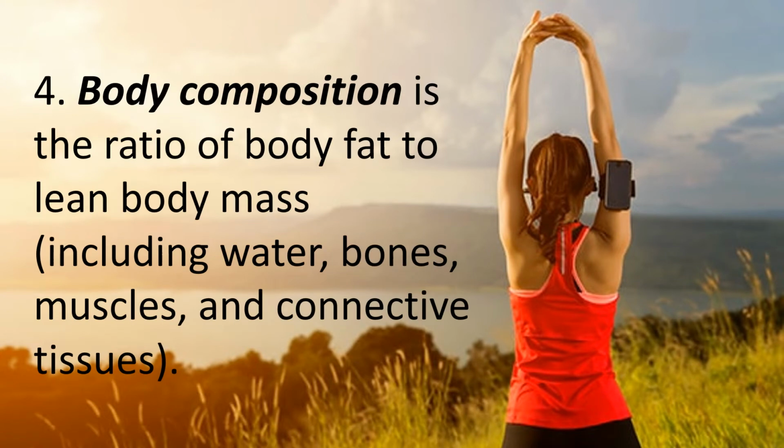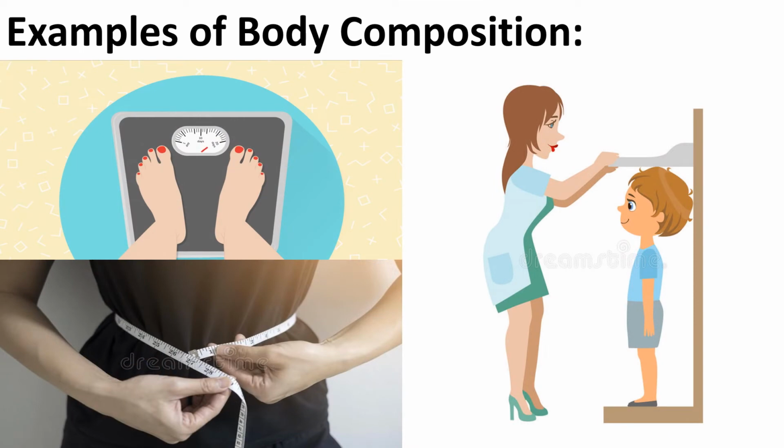4. Body composition is the ratio of body fat to lean body mass, including water, bones, muscles, and connective tissues. Examples of body composition are getting the height and weight and measuring waist circumference.